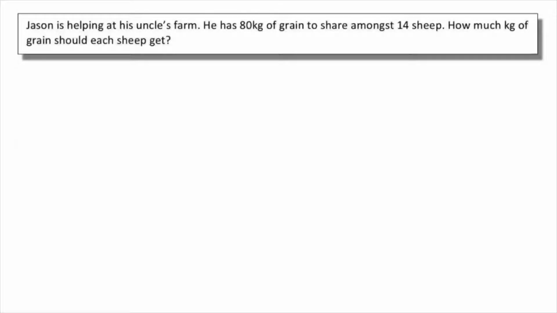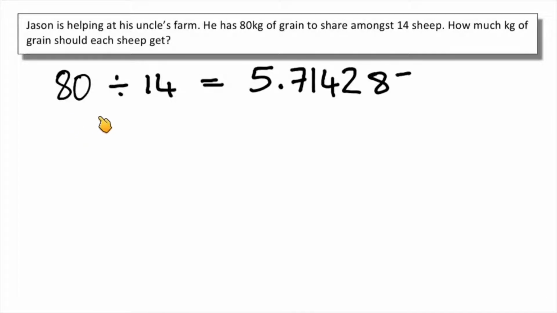Let's set the scene with a question. Jason is helping at his uncle's farm. He has 80 kg of grain to share amongst 14 sheep. How much kg of grain should each sheep get? Now, it's a simple calculation. 80 divided by 14 gives us 5.714285 and so on.